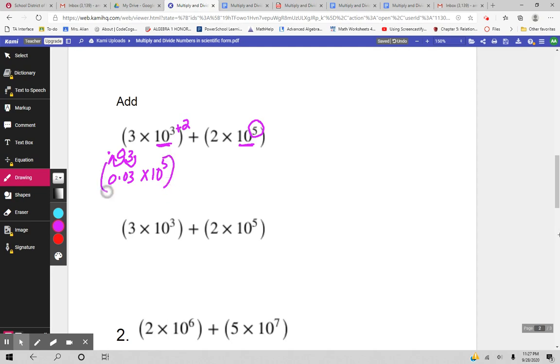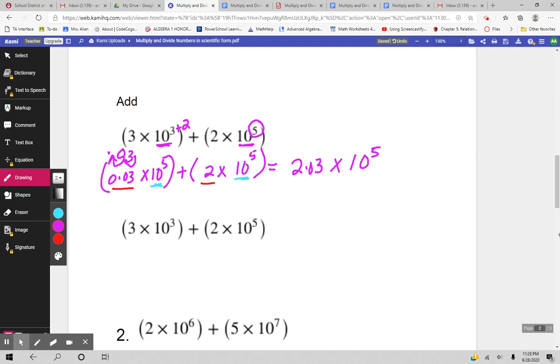Okay, now we have matching powers. Now we're going to be able to add the numbers and keep the matching power. So the next thing you're going to do is add the numbers. 2 plus 0.03 is 2.03. You add them. And then you don't have to do anything. You keep your matching powers. You match them and you keep them. That's it. All right, let's try the next one.